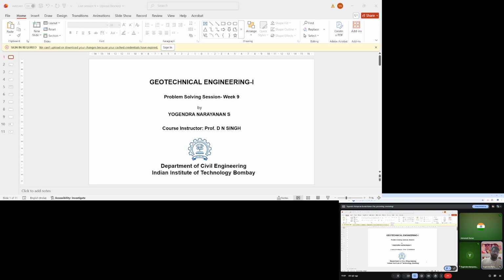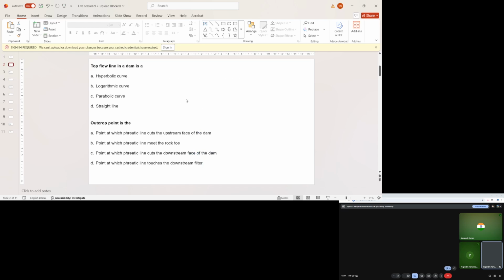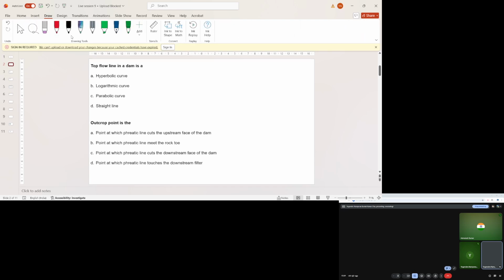Right. So, the first question: top flow line in a dam is what type of curve? Option A hyperbolic, option B logarithmic, option C parabolic, option D straight line. So, to elaborate this question, this is an earthen dam.